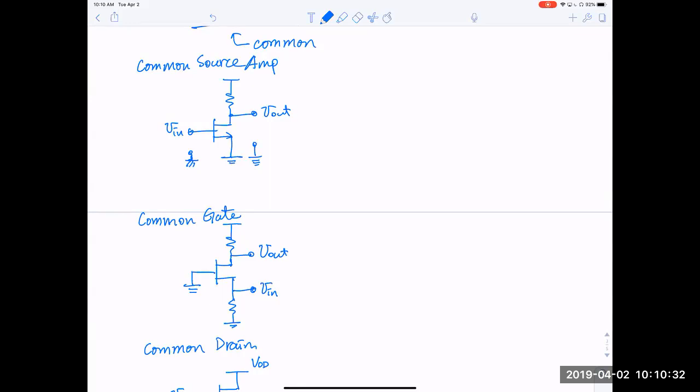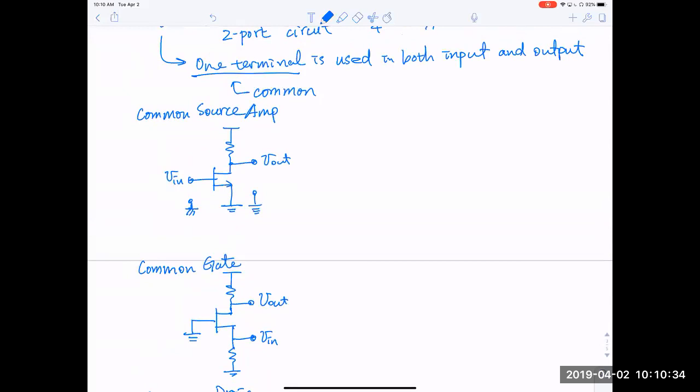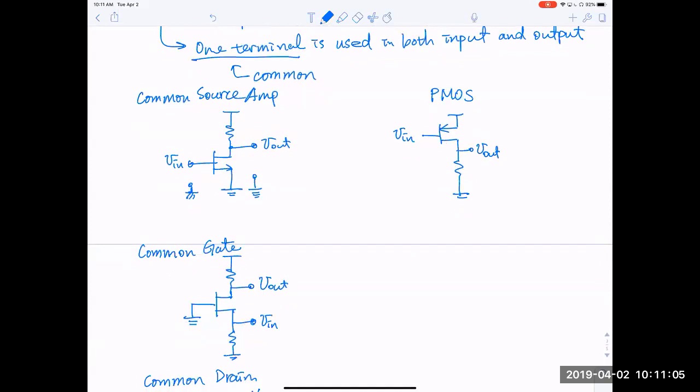Yes? These are all NMOS, so we can look at the PMOS version, okay? We don't frequently talk about PMOS, but certainly you can think of the PMOS version. Let me draw the PMOS version here. So the source will be on top, okay? And input will be applied here. Output goes here. So this will be a PMOS common source amplifier.